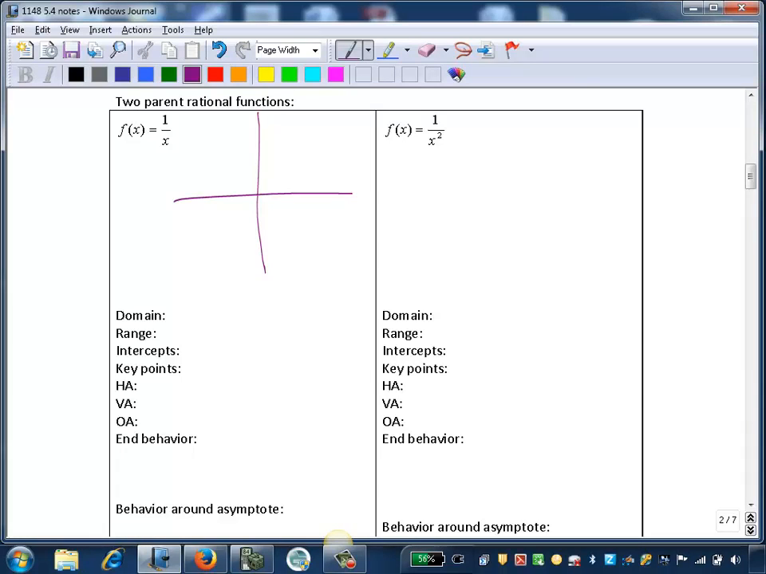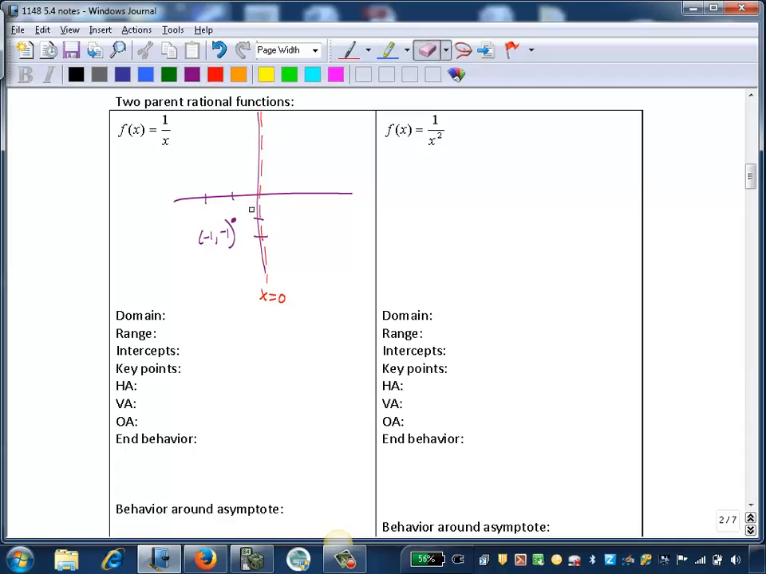So if I put in a -1 for x into this function, 1 over -1 will give me -1. So I'm going to have the key point -1, -1. Now, if I plug in a 0, we can see that it will cause this function to be undefined. And actually, that causes what we call a vertical asymptote. I'm going to draw an imaginary dashed boundary line when x is 0. So on the line x equals 0, which is our y-axis.